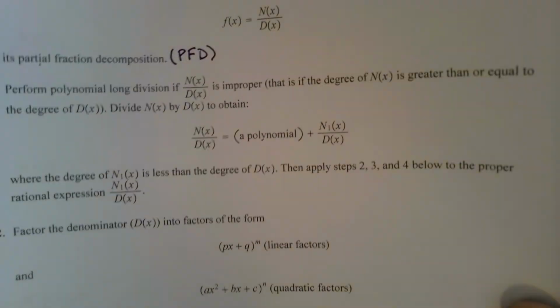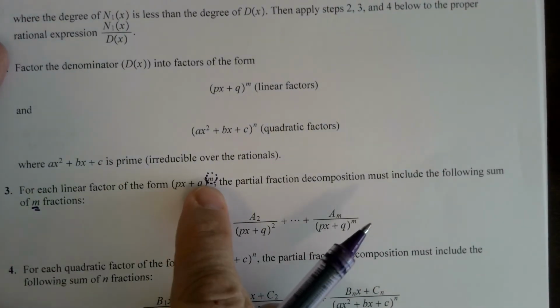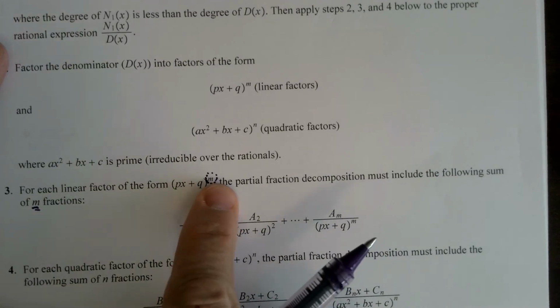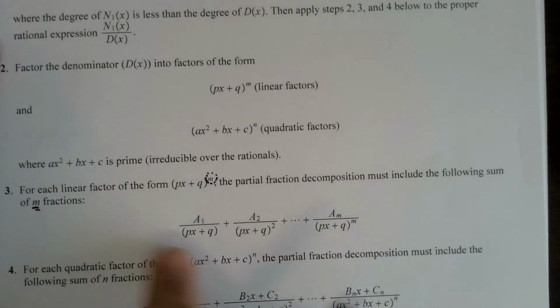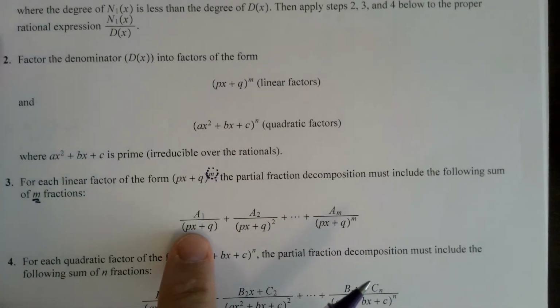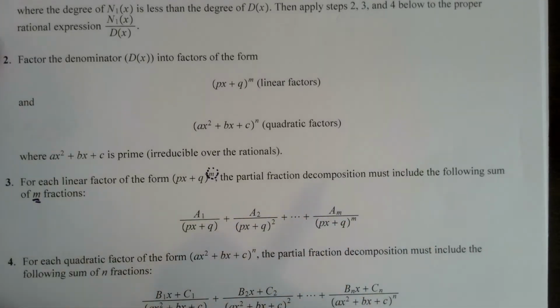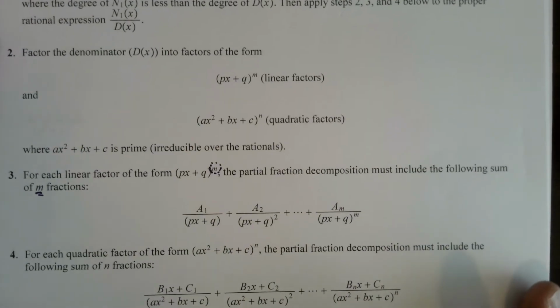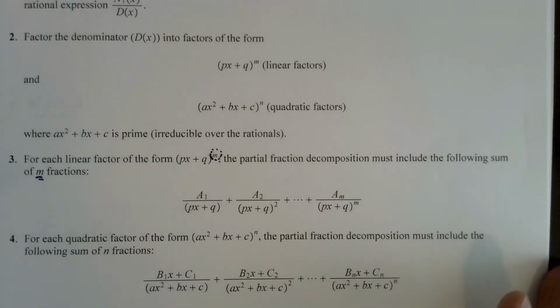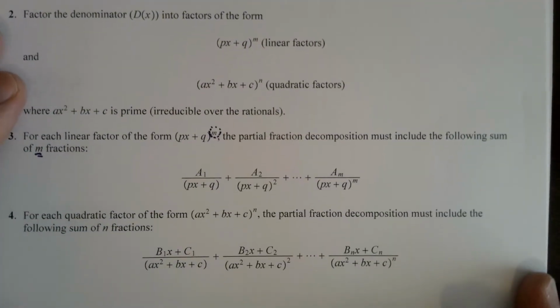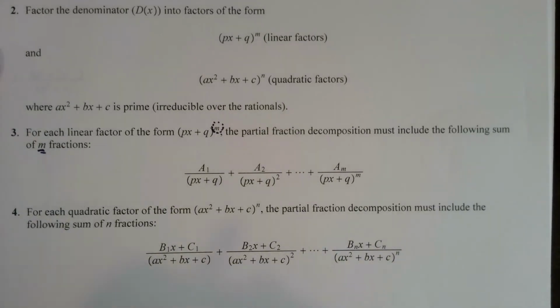Now, it is true if this is to the m power, let's say it's 4. So I have 4 fractions. I may have less than 4 fractions because some of these constants, a1, a2, up to a4 in that instance, could potentially be 0. They could be 0, which would wipe out that fraction. So you have up to that many.